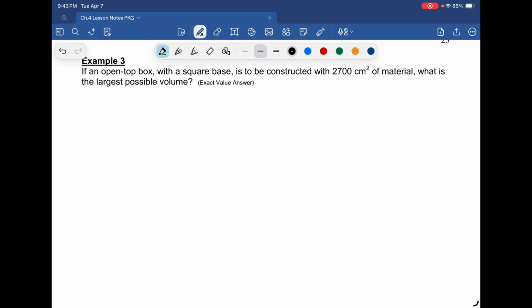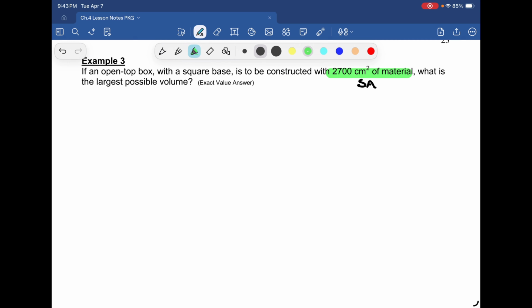So these are going to step up and get a little bit harder each time, but we're going to try and be very clear with where we go with these things. So in this example, an open top box with a square base is to be constructed with this amount of material. Now, when they describe it as this amount of material, what they're describing is the surface area. So if you just wanted to put below here that that's surface area. So we're going to definitely start with the surface area equation to get things in one variable and then solve.